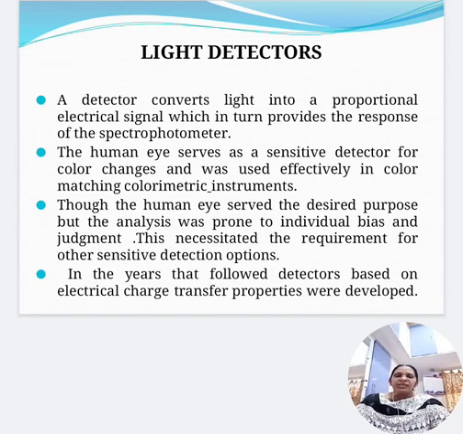An array of detectors exists covering the various ranges of the electromagnetic spectrum, but mostly we will be dealing with photon detectors for ultraviolet, visible and near infrared radiation. We are going to deal with the basic photon detectors.